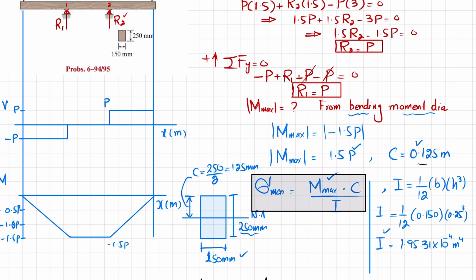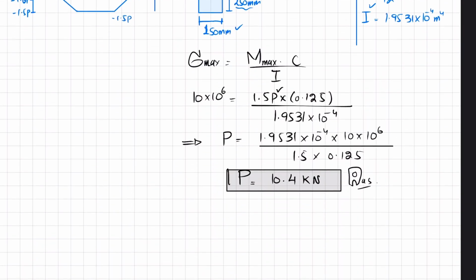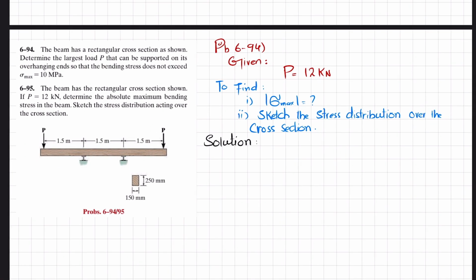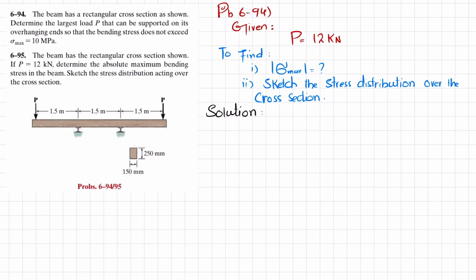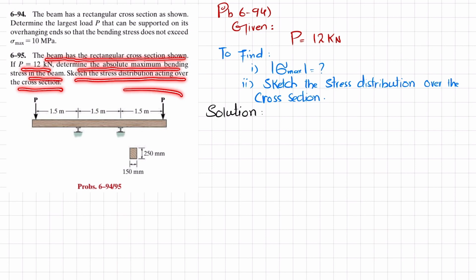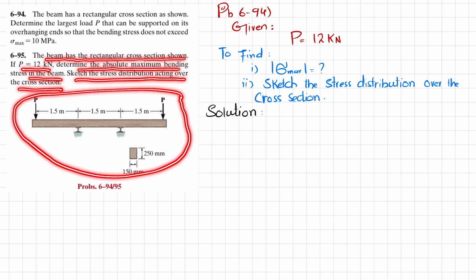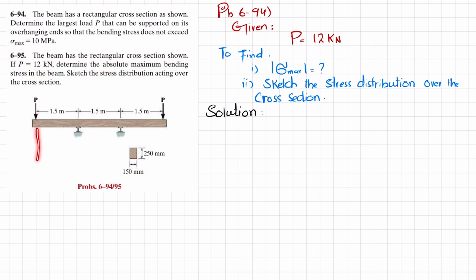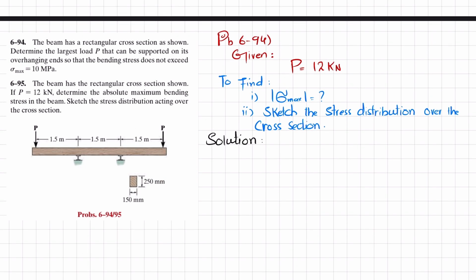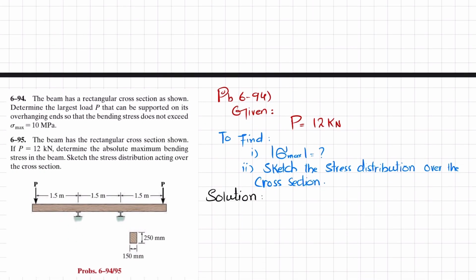The second part of the problem is given as I have copied it below. You can see that in second part it is given that the beam has a rectangular cross section. If P is equal to 12 kilonewton, determine the absolute bending stress in the beam and sketch the stress distribution over the cross section. Rest all the things are same. So if you are new to this problem 6.95, you have to draw the shear force and bending moment diagram to get the maximum bending moment, which is already described in problem 6.94.